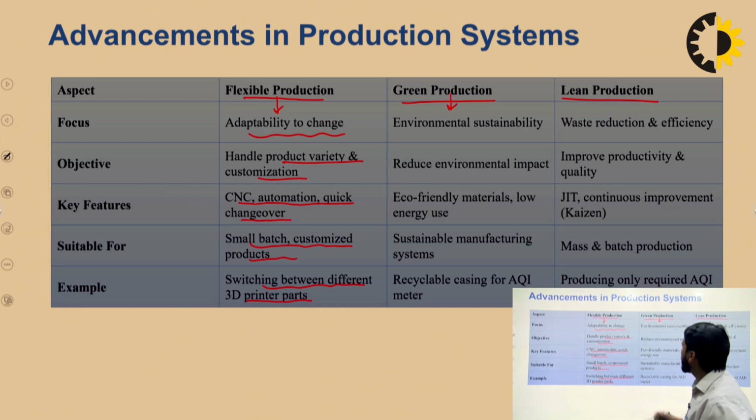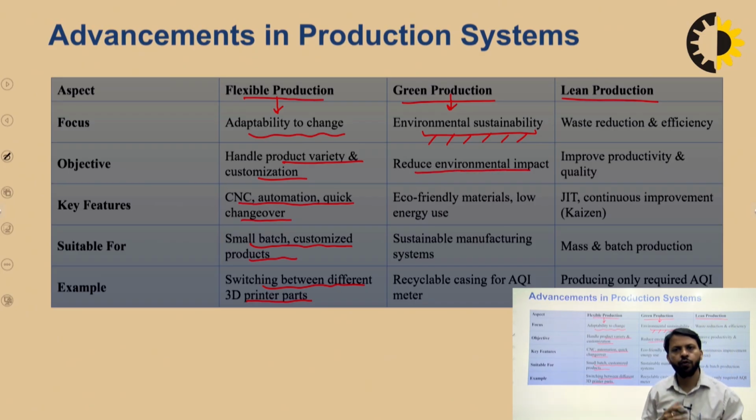Now, a very relevant production system in talk today is the green production system. As the name suggests, it is characterized by environmental sustainability. That's why the term green production system. What is the aim? Reduce environmental impact. So you have to design your production system in such a way that it will impact the environment in a positive manner, not in a negative manner. That is the whole idea.